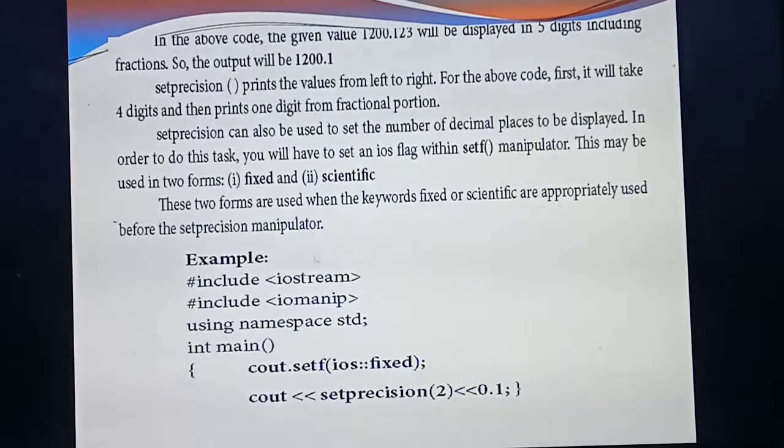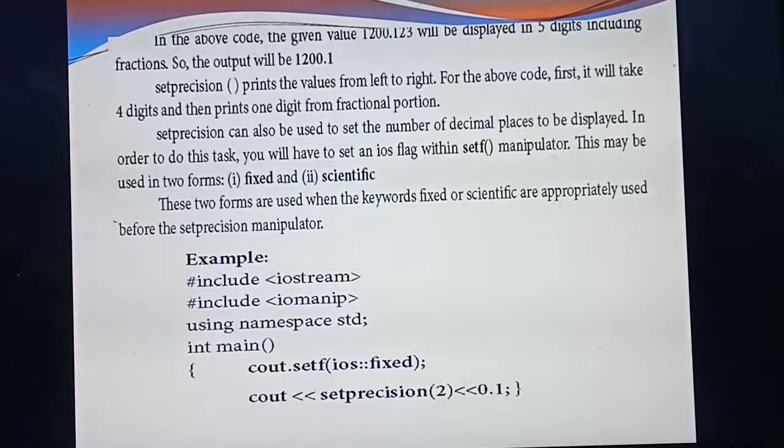Understood? Okay. So now we are going to see one example program. Listen, first line. What's the first line? The first line is a header file. So what's the header file? Hash include iostream. Next you are going to use a manipulator. So which header file do you need to include? Hash include iomanip. Okay. What's the next line? Using namespace std. Then the main function.